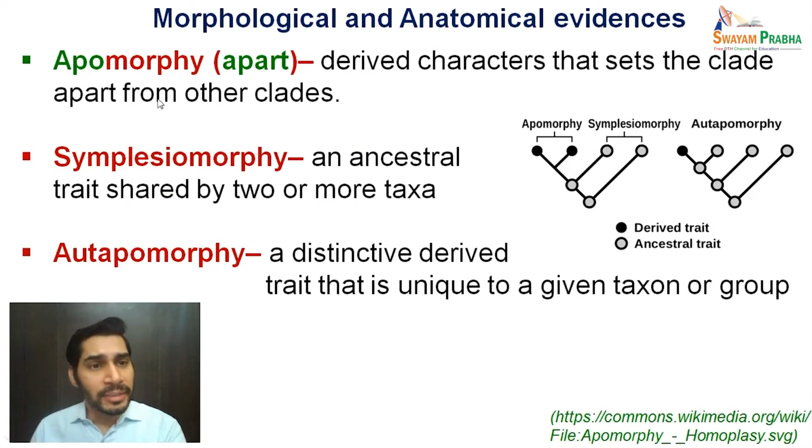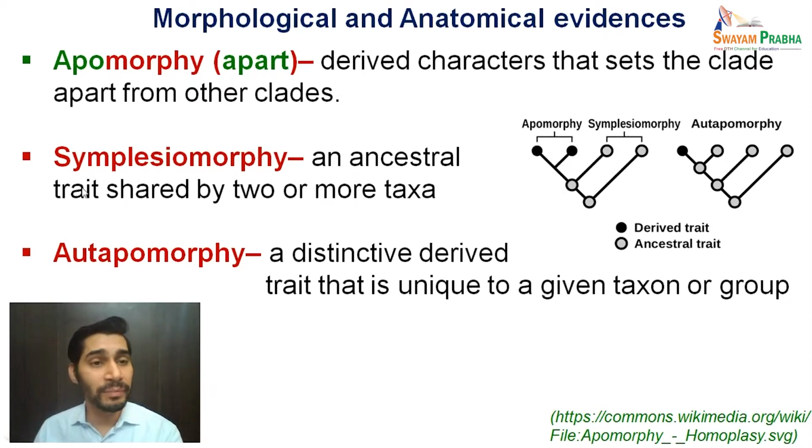Then there are terms like apomorphy, which means the derived characters that set the clade apart from other clades. If you focus here, these black ones represent the apomorphy. They are the derived characters that set these clades apart from the other clades. For example, if you compare these clades with this one, these clades have certain characters which they have derived such that they are different from these other clades. This phenomenon is called apomorphy.